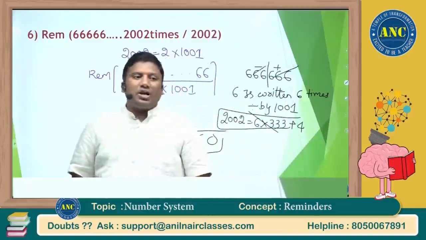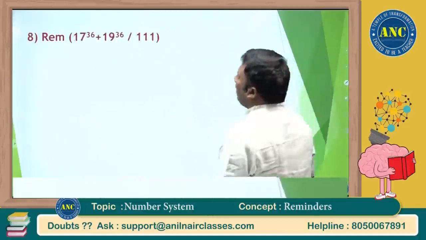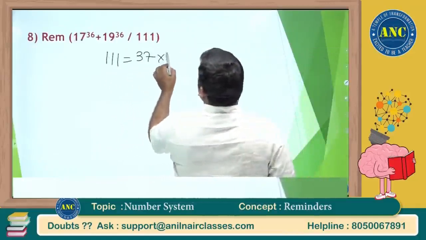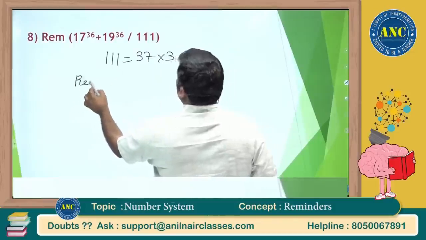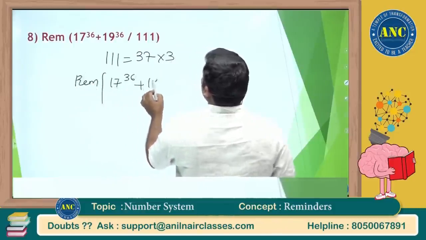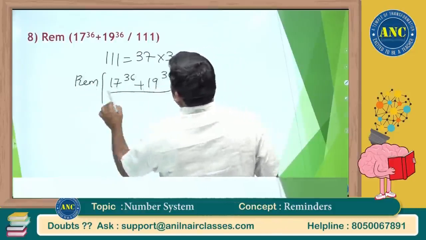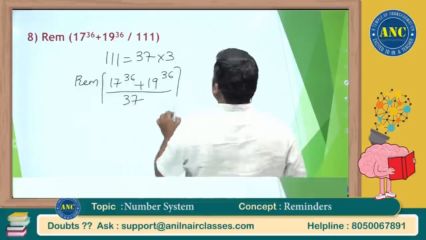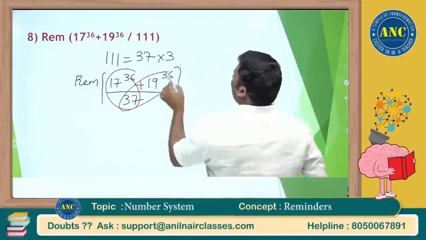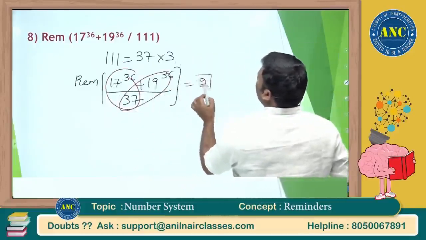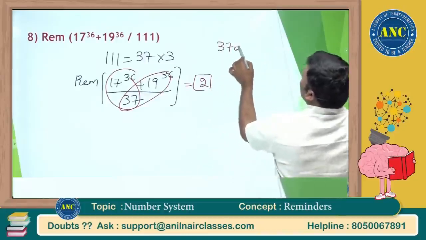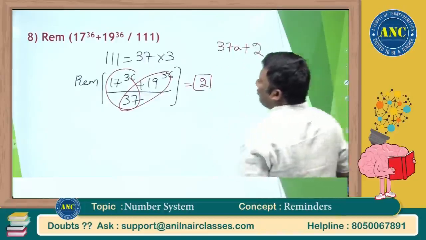Beautiful question which explains, let us see, 111. 111 is nothing but 37 into 3. So these are nothing but remainder 1. 17 power 36 plus 19 power 36 divided by 37. These 1 and it is also 1. 1 plus 1 is nothing but 2. So when divided by 37, the remainder is 2.